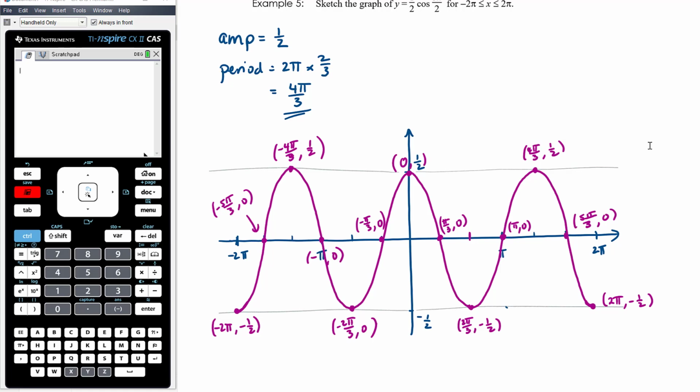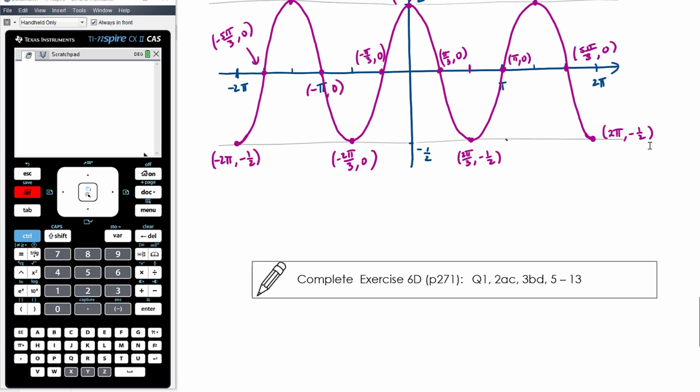Okay. So it's really, really easy. You shouldn't be solving any equations to find your x-intercepts. It's all about scaling your axis sensibly and then being able to count in fractions. Okay. All right, some practice for you to do.